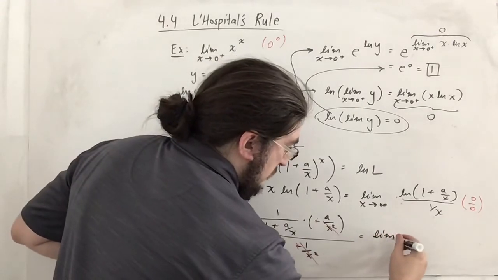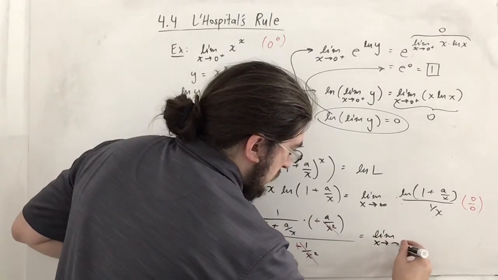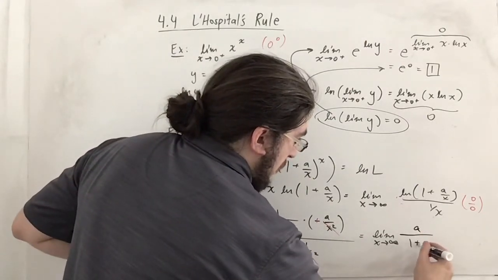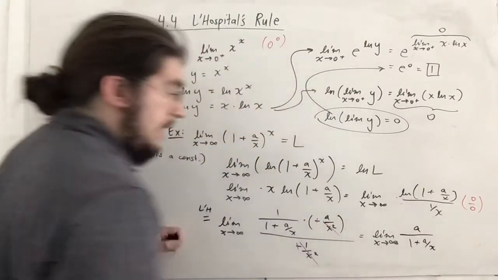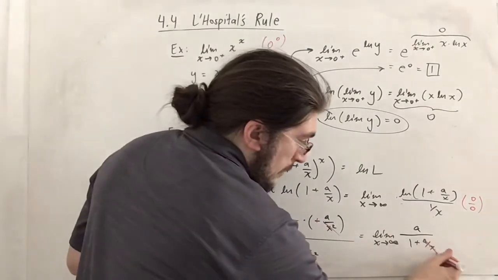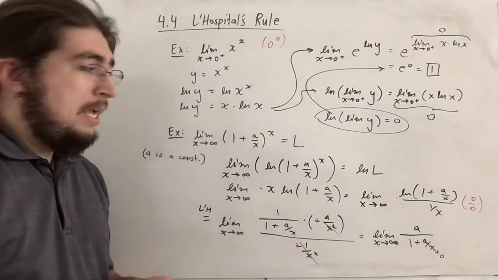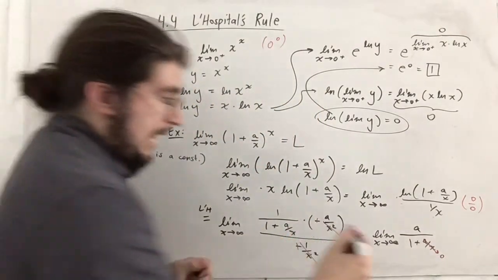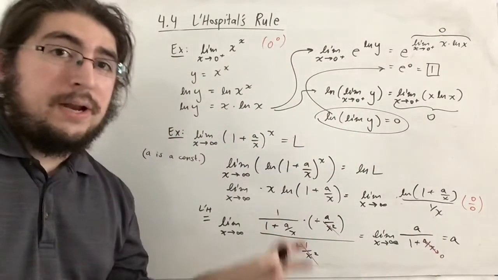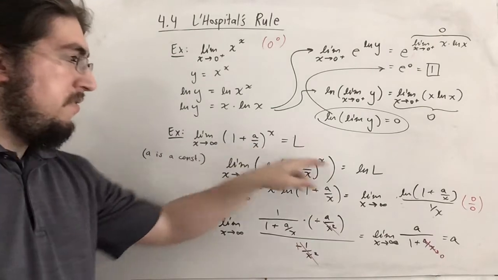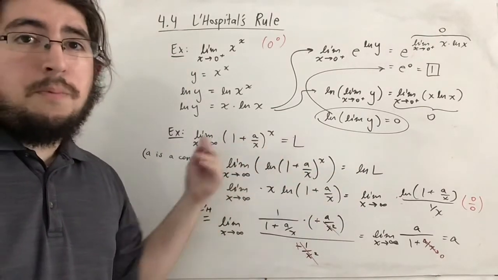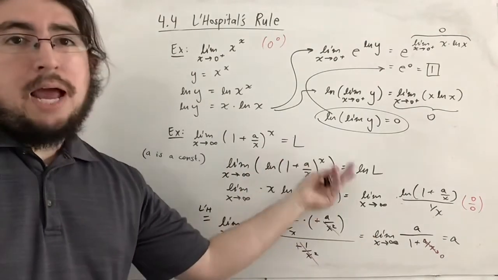So limit as x goes to infinity, like that, of a over 1 plus a over x. This is coming together really nicely, because now in the limit as x goes to infinity, this part here, a over x, goes to 0 like we saw earlier, and really this whole limit just is a. Now hold on for a second, because this is not our answer. This is the answer of the natural log of the limit, not the actual limit we're looking for. We want to find L, but we did all this work to find ln of L.